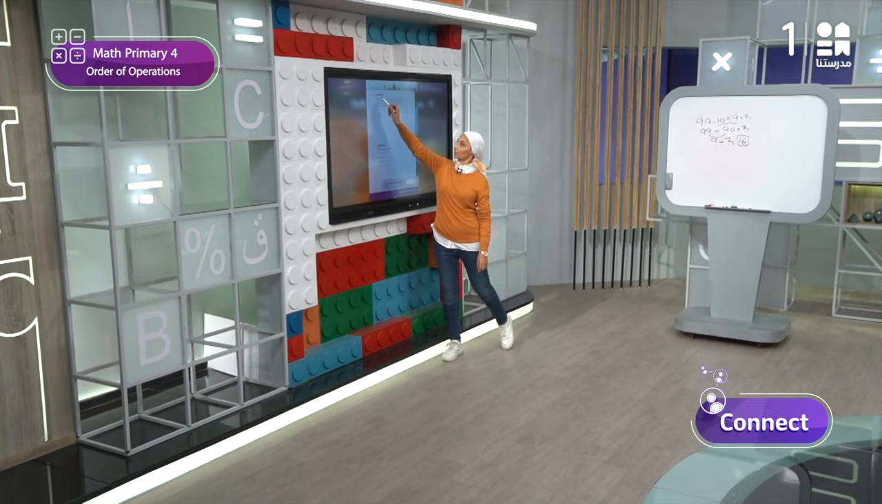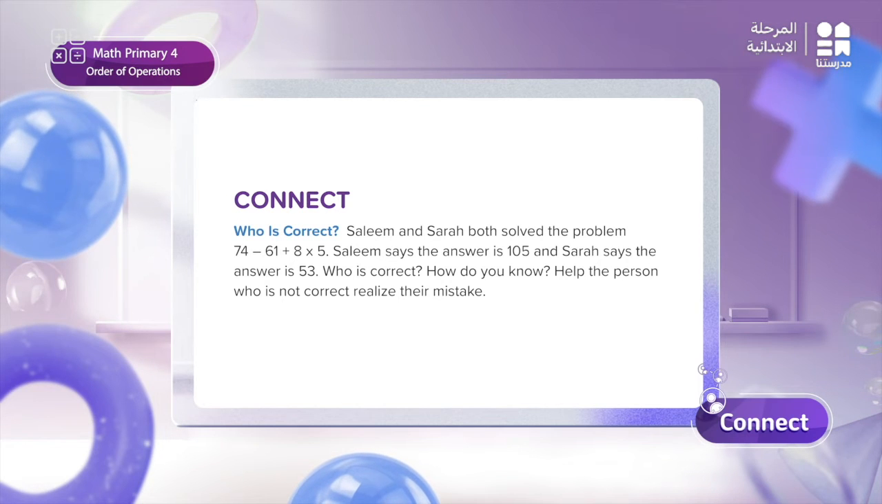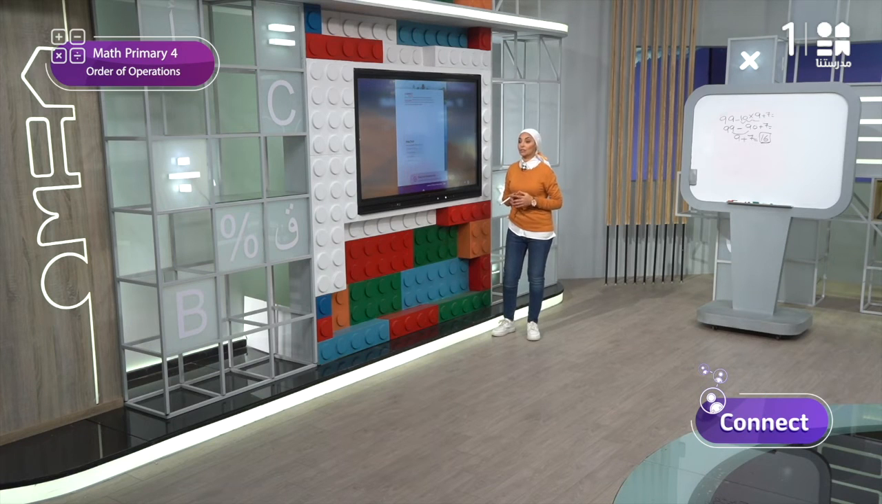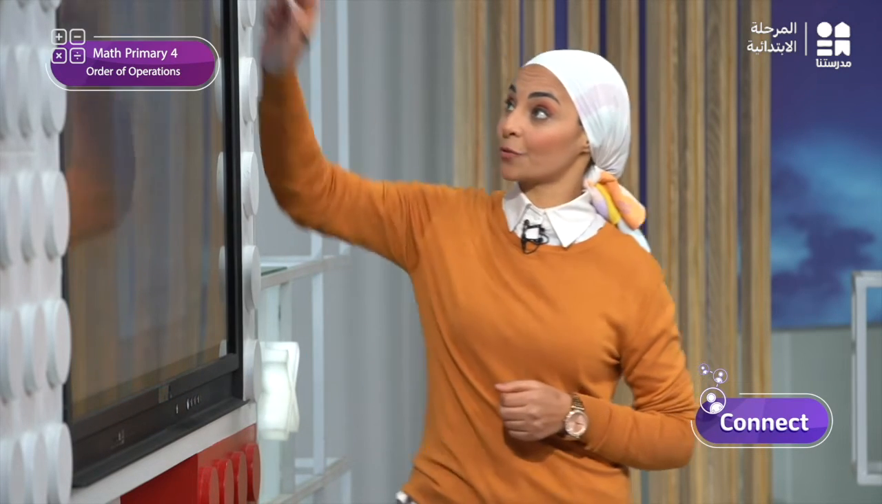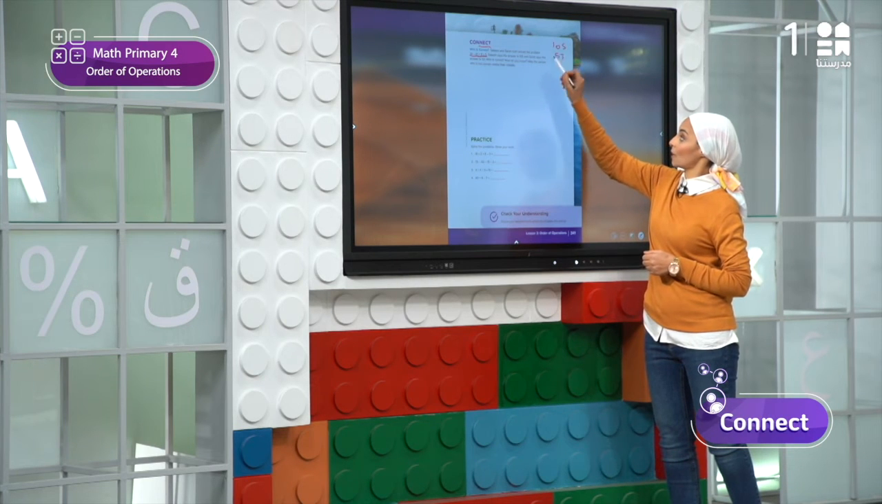Here in the connect part, as you see, I have one equation, which is 74 minus 61 plus 8 times 5. Now Salim and Sarah both solved this problem. Okay? 74 minus 61 plus 8 times 5. And then Salim says the answer is 105, and Sarah says her answer is 53. Let's write them. This is Salim's and this is Sarah's answer.